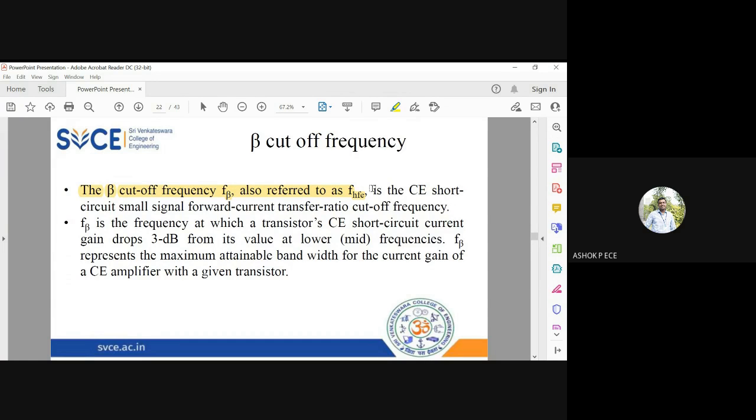So this is going to be the short circuit signal forward current ratio cutoff frequency. It is called the CE short circuit small signal forward current transfer ratio cutoff frequency. So it is called f beta. f beta is the frequency at which the transistor's gain drops by 3 dB from the mid frequency value.